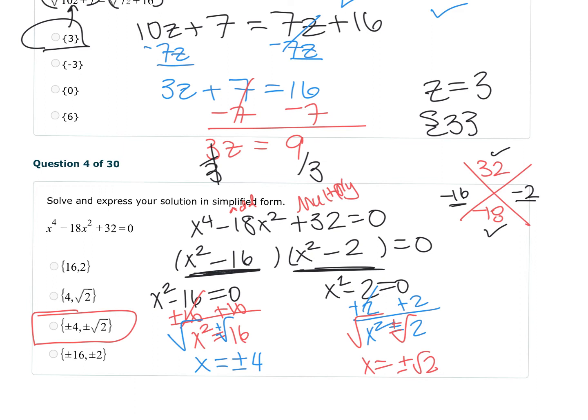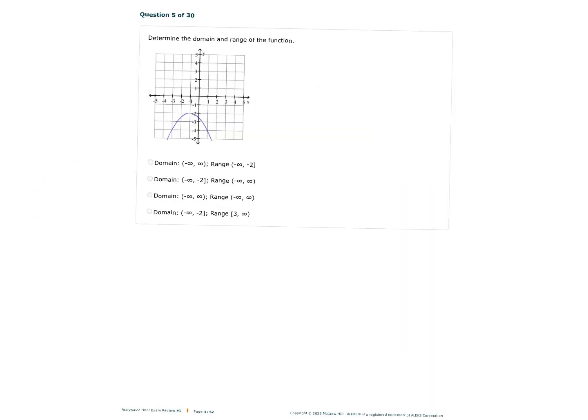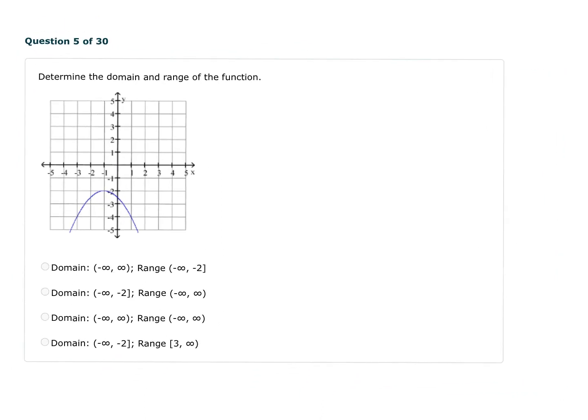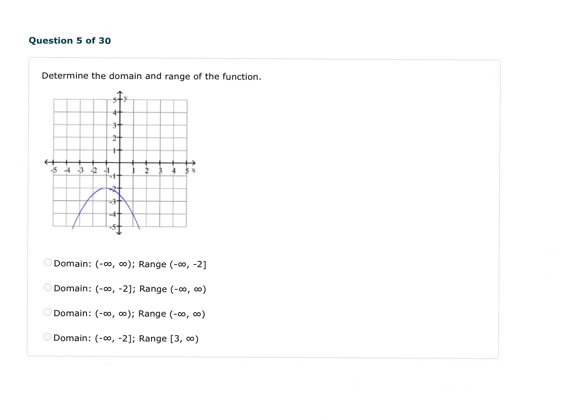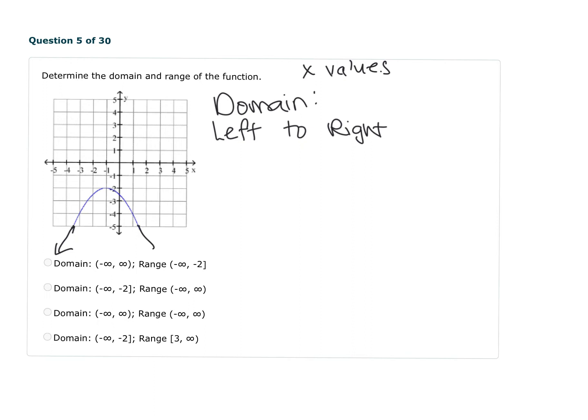Okay, let's try number 5. All right, number 5 says determine the domain and range of the function. All right, so just a reminder, domain, when we're looking visually, since the domain are our x values, we're going to go from left to right. So if you think about this graph, it doesn't just go this way, it actually goes this way with arrows, like forever. So how far left is that?